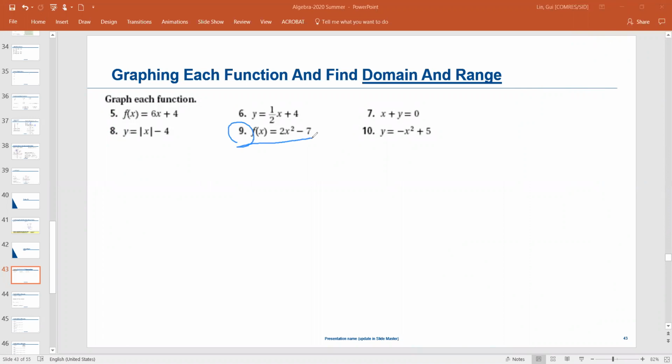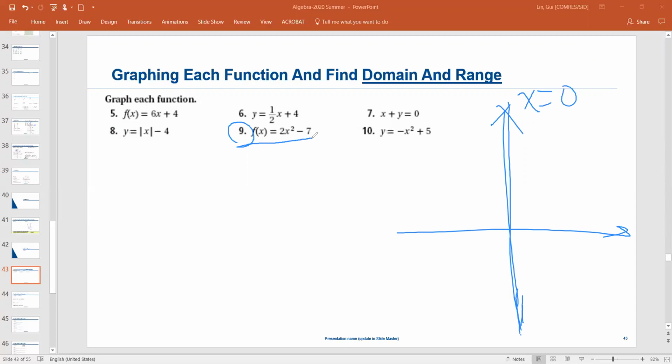Okay, let's see number 9. So we talked about this one right now, right? We gave some examples earlier, we already talked about this part. So we can graph easily for this part, right? So the axis of symmetry, this is quadratic. The axis of symmetry is x equals 0, right? What's the vertex? Vertex is (0, -7), right? (0, -7) is right here.